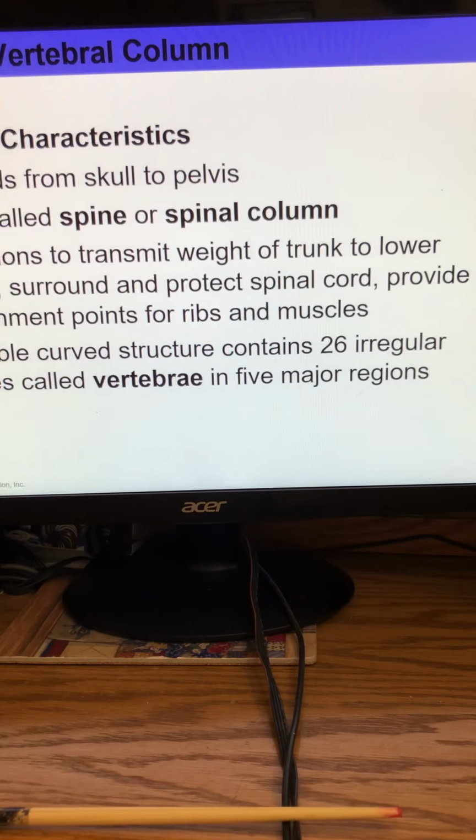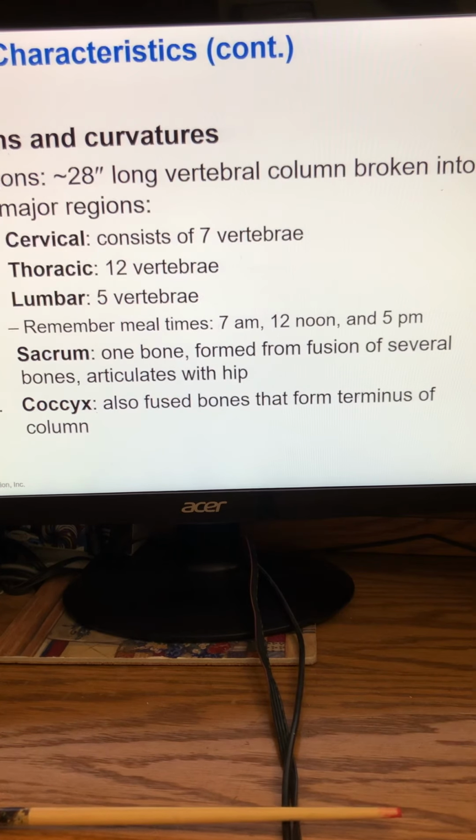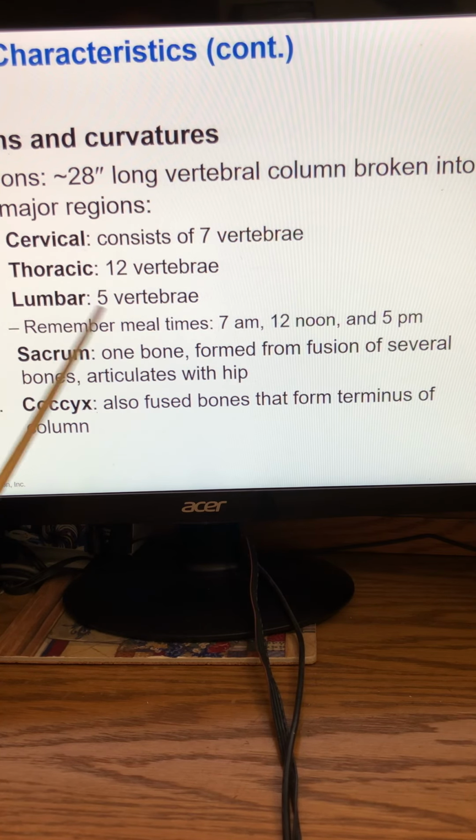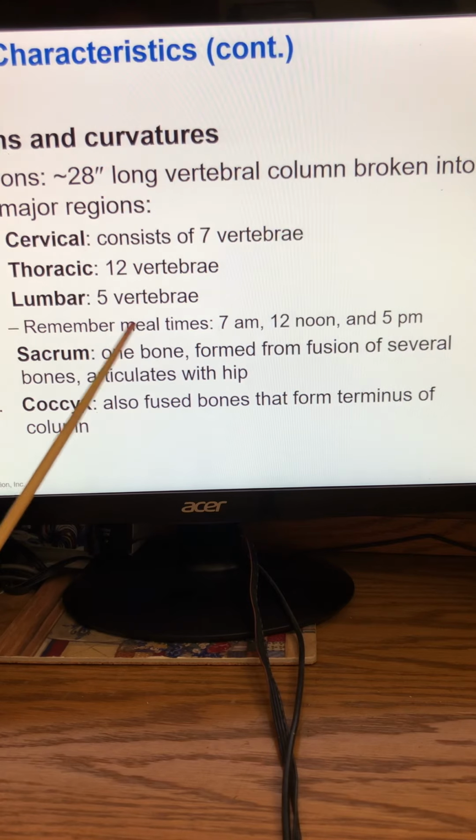Which, believe it or not, a chiropractor should know a little bit about. So the spine, or the spinal column, or the vertebral column, is a series of 26 irregular bones in 5 different regions. When I went to school, we had 7, 12, and 5, and that's how they used to say meal times. So you would have breakfast for cervical, thoracic would be at 12 o'clock, which is 12, and lumbar is going to be 5. So 7, 12, and 5 still hold true.